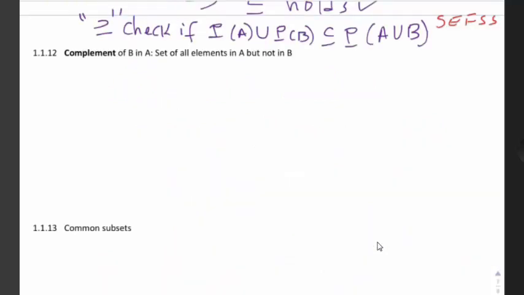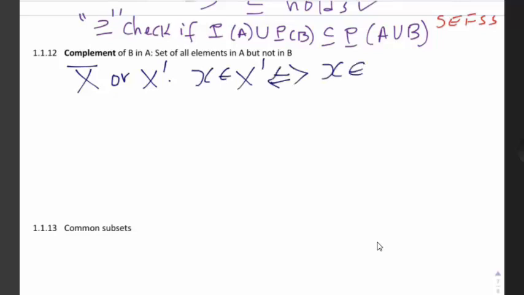The complement of B in A. Now, before I go ahead and define the complement of B in A, let me just say something about the complement of a set in itself. And I'm going to use an arbitrary set X. If X is a set, then we can talk of the complement of X, which is X bar, or as I prefer to write it, X prime. Okay, x is an element of X prime if and only if x is not an element of X.